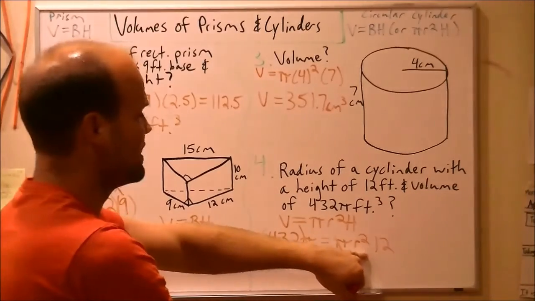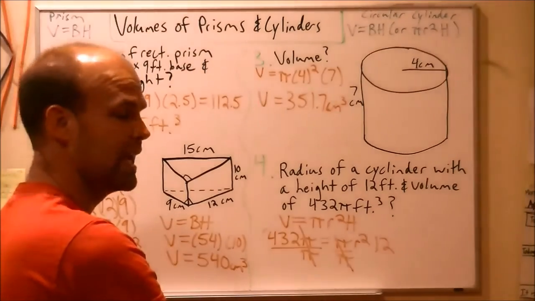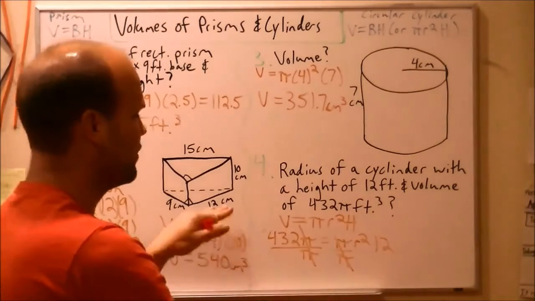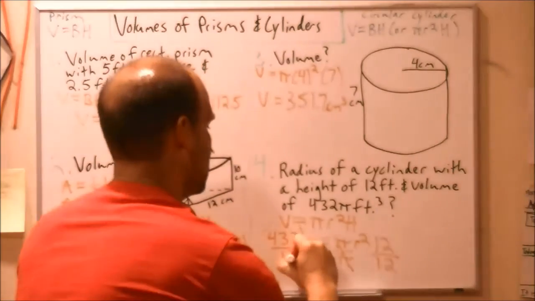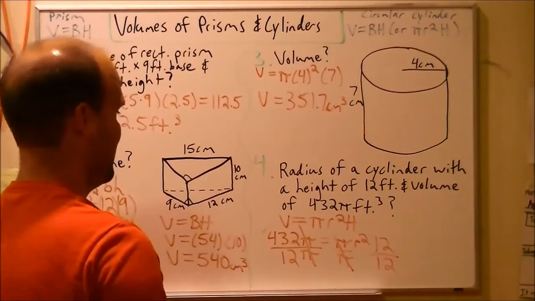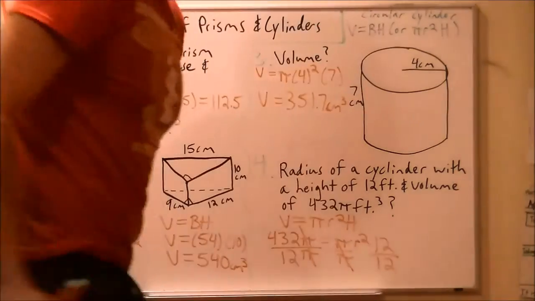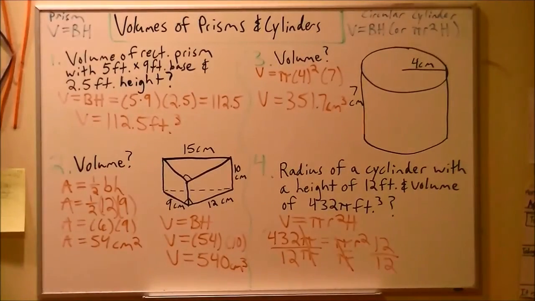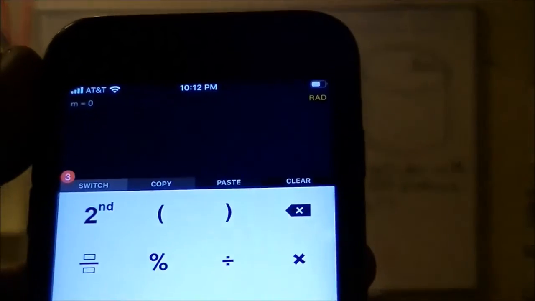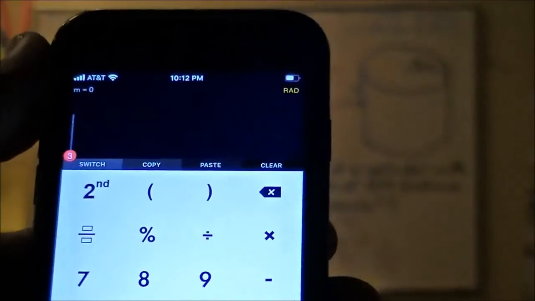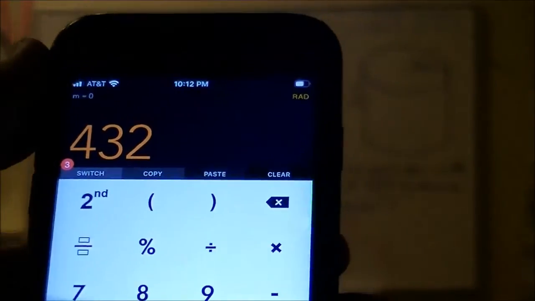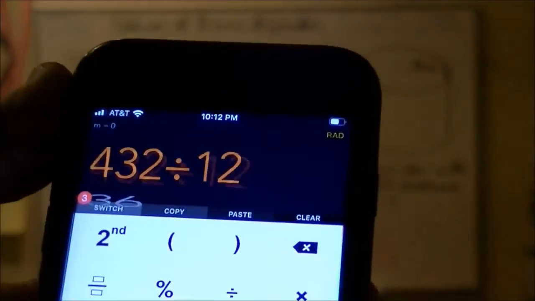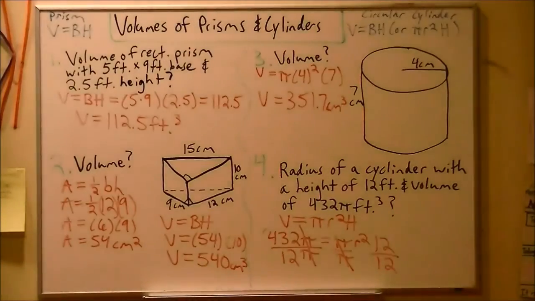Now look, I have a 12 attached to an r squared via multiplication, understood? So how do I move that 12 to the left side? I divide both sides by 12. We can do that in our heads, but I'll speed it up for you. You guys have been good and patient with me, so I'll reward you a little bit. So we have 432 divided by 12, and that equals 36.